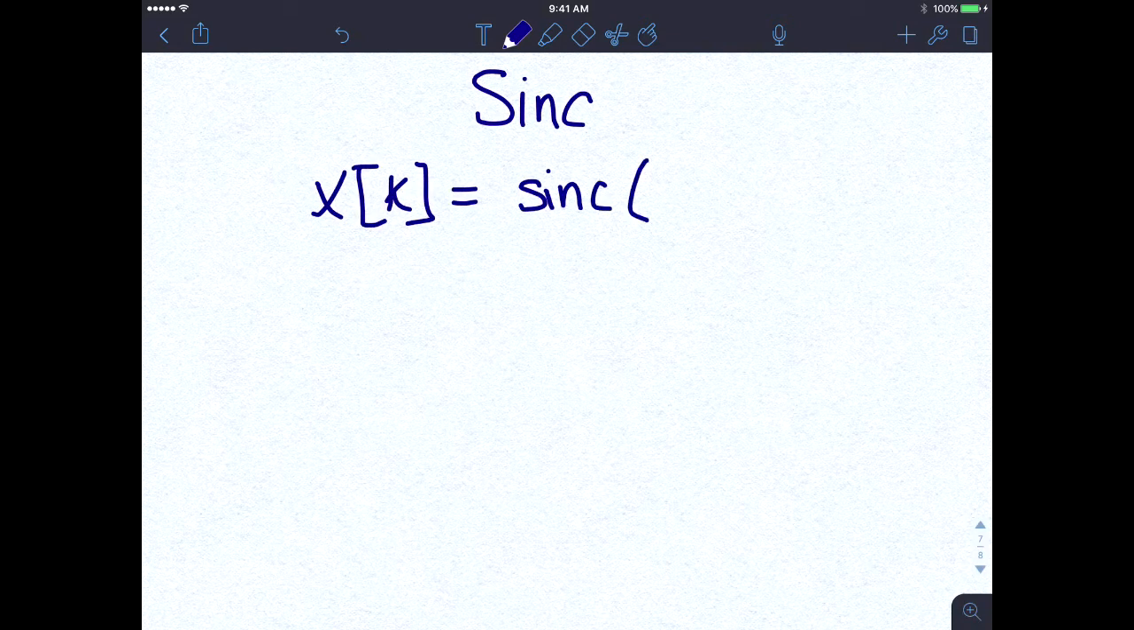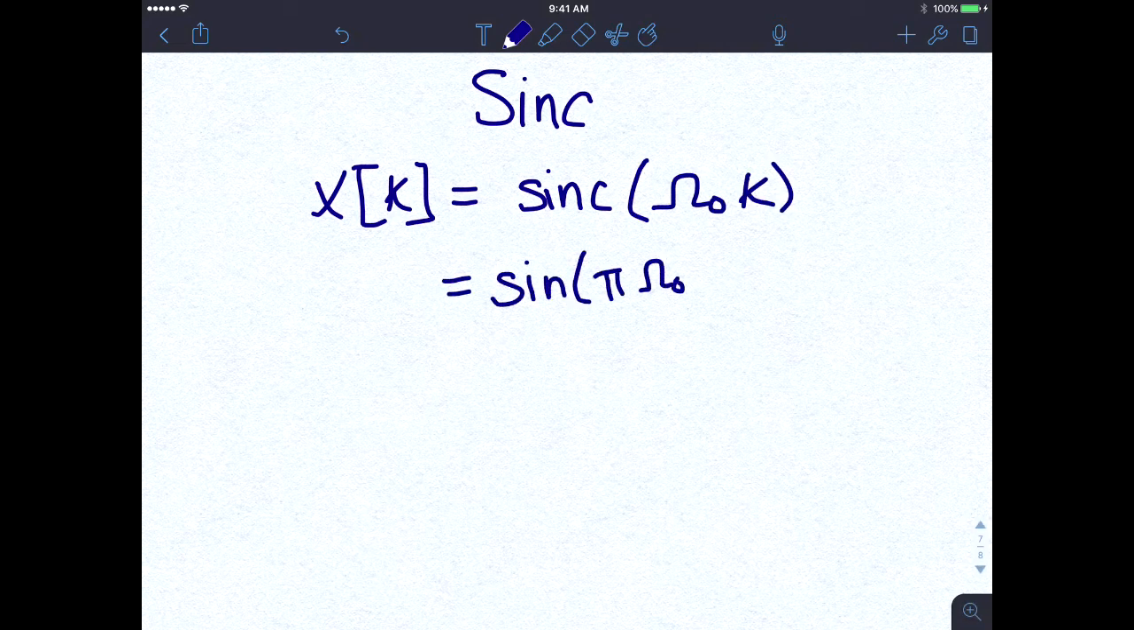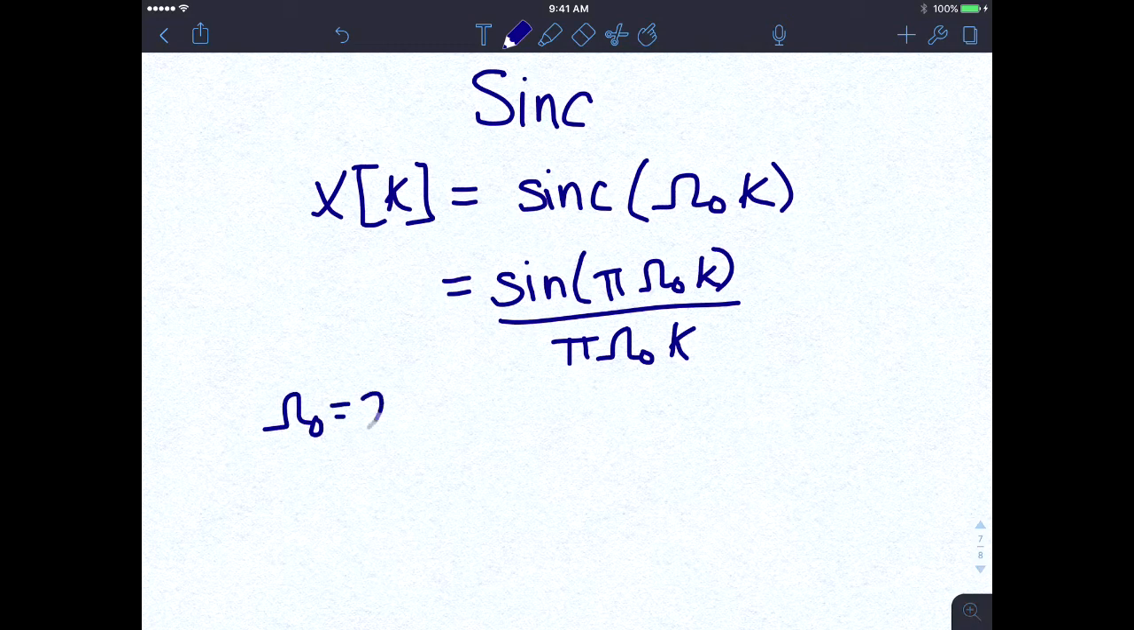Now we will talk about the sinc function. The sinc function is defined as x of k equals the sinc of omega naught k. And this is also equal to the sine of pi omega naught k all over pi omega naught k, where omega naught equals 2 pi f naught, just like with the sinusoidal function, and f naught is the frequency in hertz.